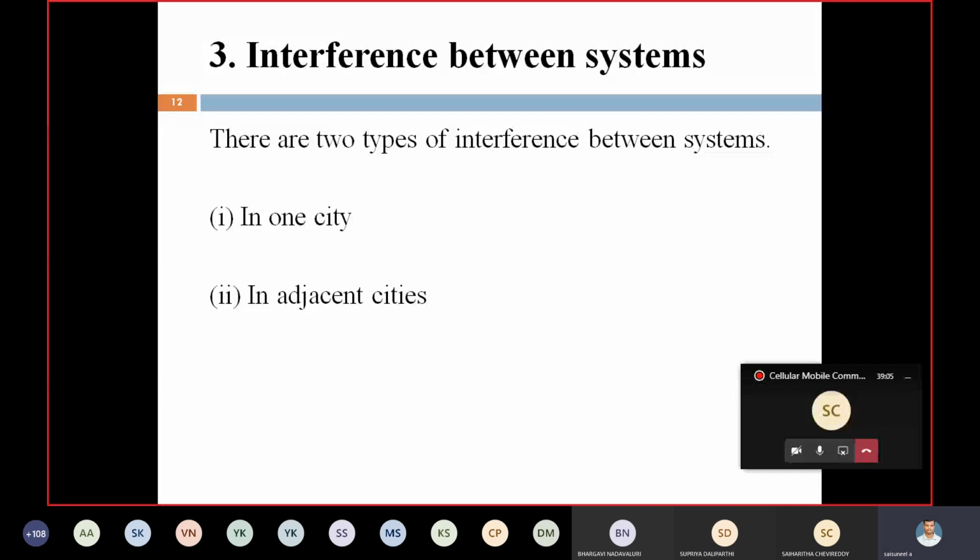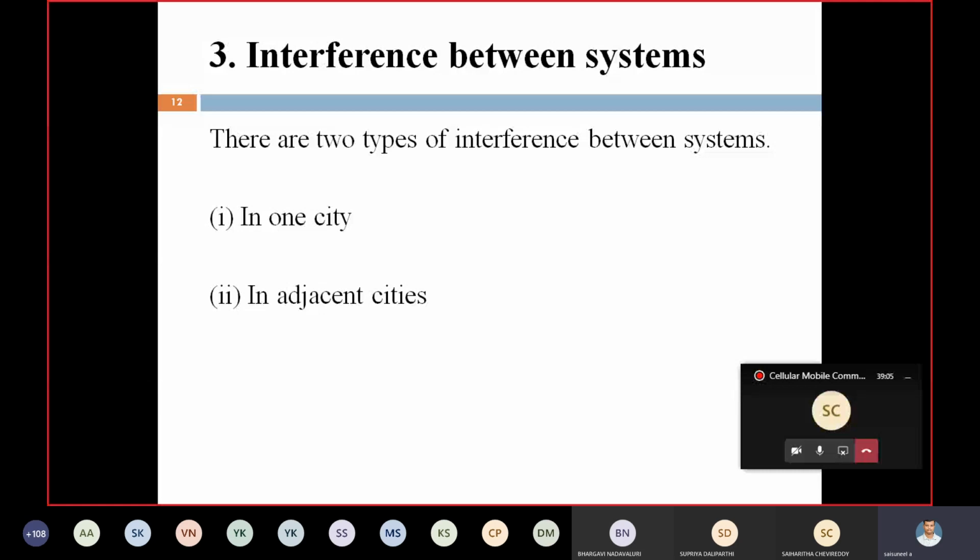That is, more base stations are available. First, in one city, there are two cell sites at different locations. This is cell site A, and this is the boundary of cell site A. Next, we are using cell site B. This is the boundary of cell site B. This is mobile unit B. This is mobile unit A.